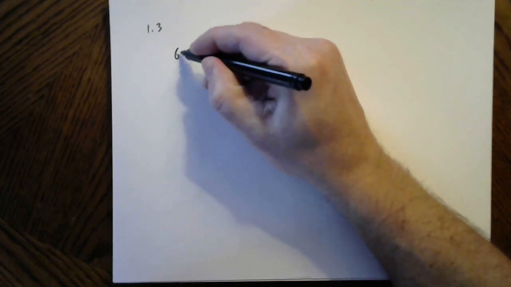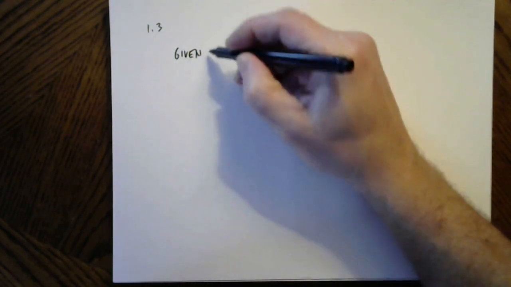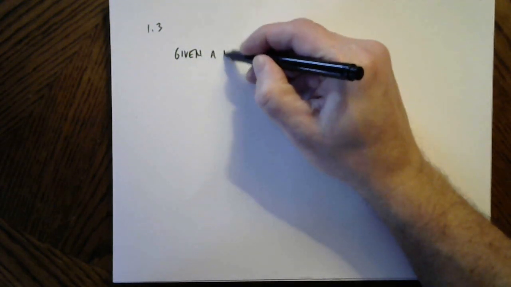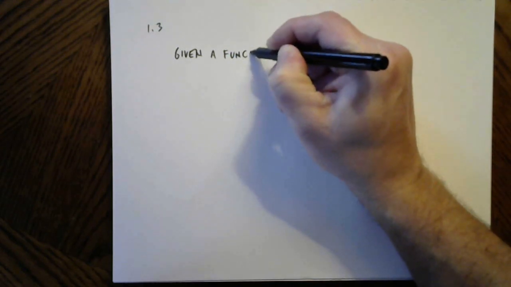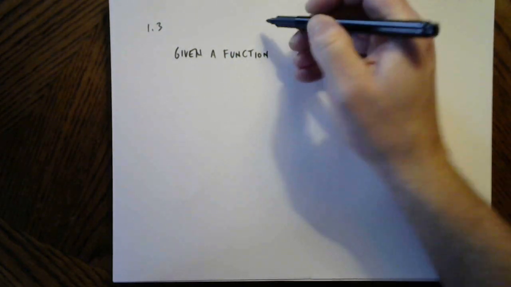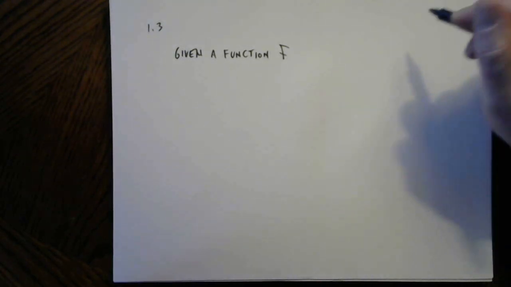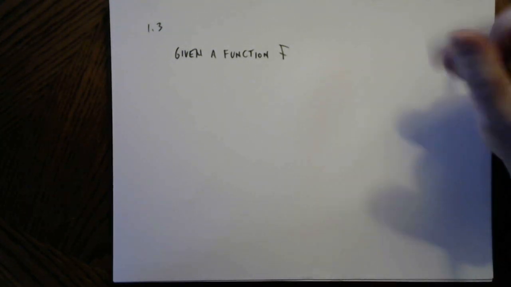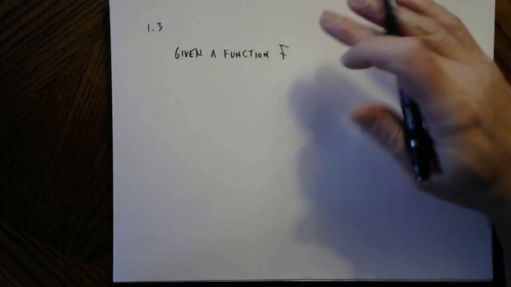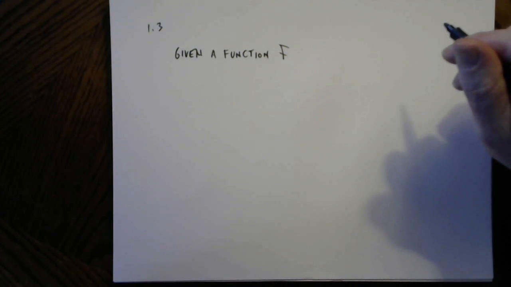So I'll just put 1.3 here. We're going to make this statement. Given a function f, so this f of x will be the so-called old function, and this will be one of the essential functions.